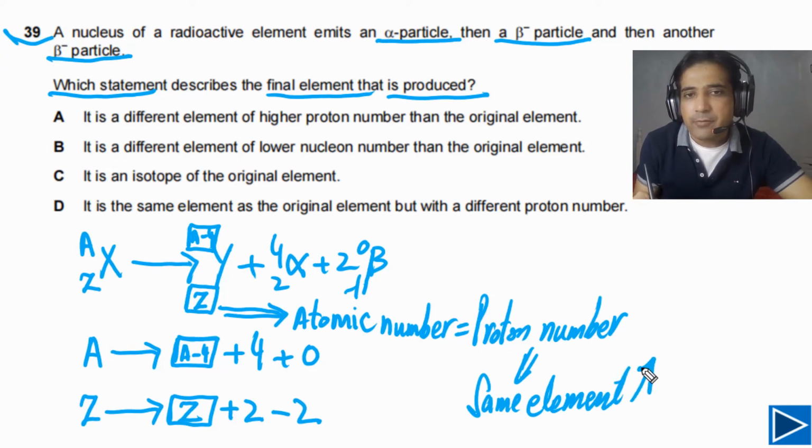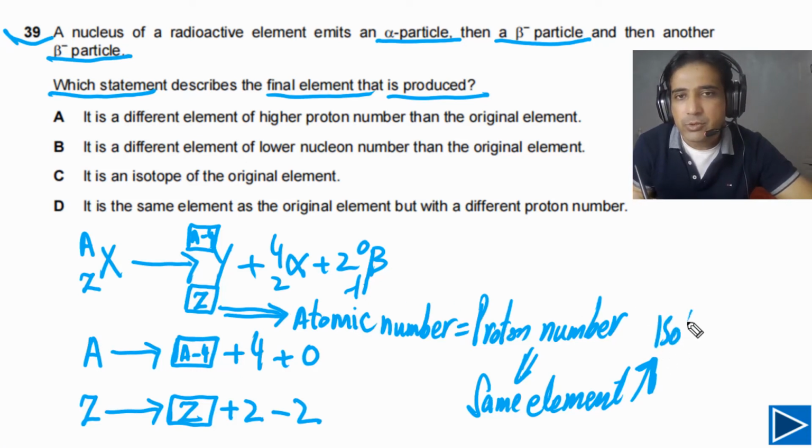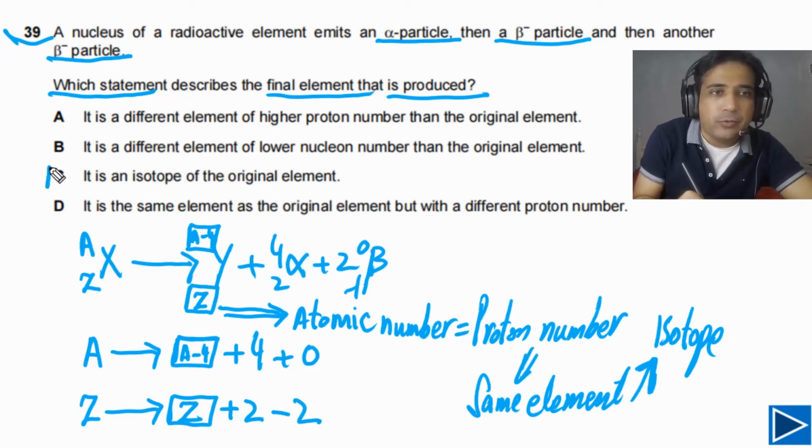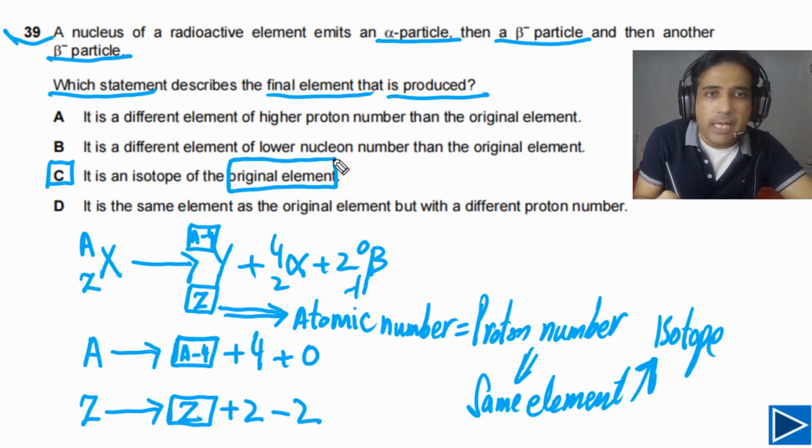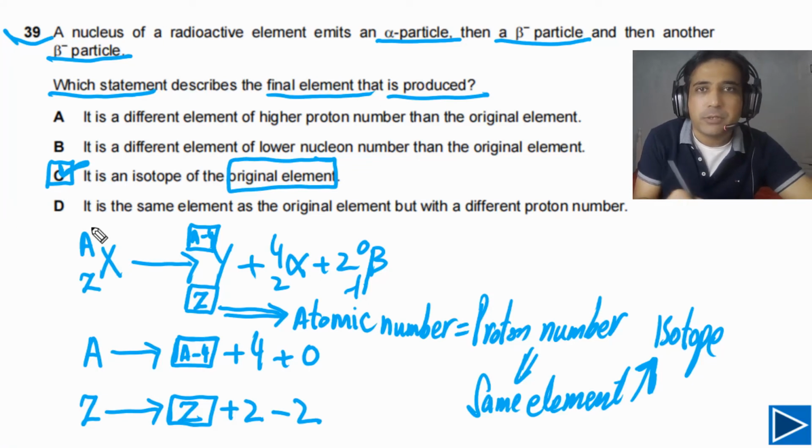As they have different neutron numbers, or we can say the mass number is different, they are isotopes of the same element. So if you look at option C, it is given to us, it is an isotope of the original element. So the answer for this question is C. The rest of the options are not possible, so the answer is C.